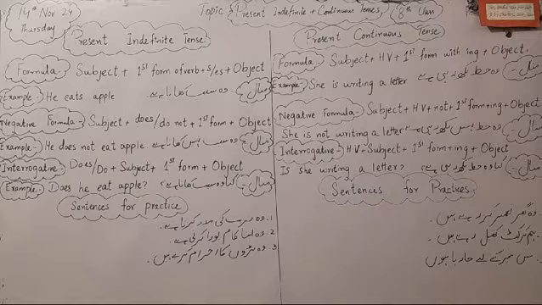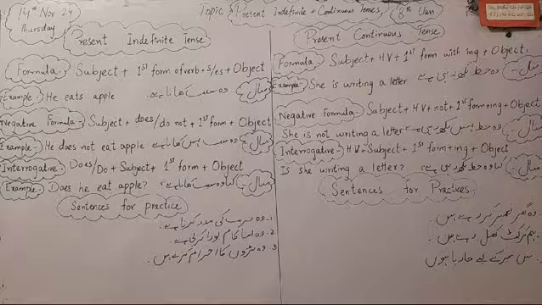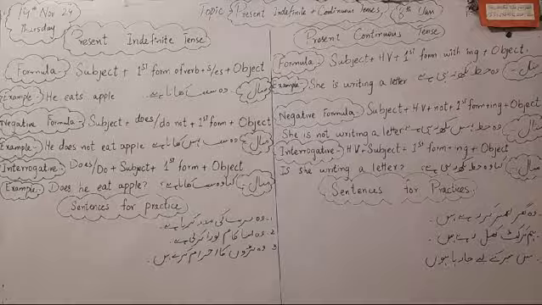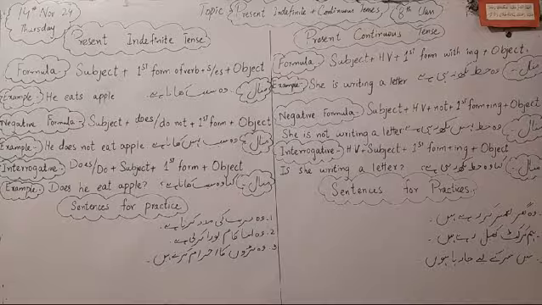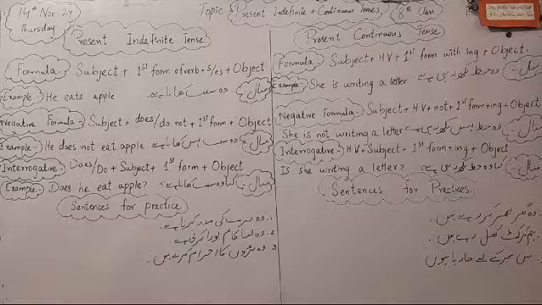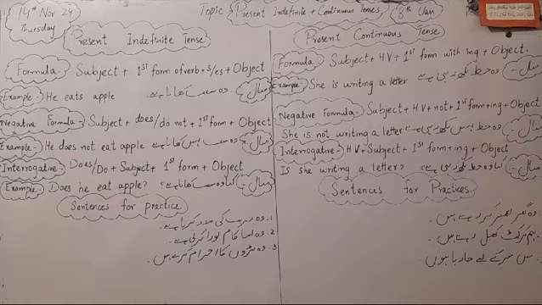Next is the interrogative. Helping verb plus subject plus first form with ing plus object. Its example is "क्या वो खत लिख रही है". Is she writing a letter? Now, same as the present indefinite tense, I have mentioned some sentences at the bottom. You have to do all these tenses in your notebooks, and you have to practice them very well.